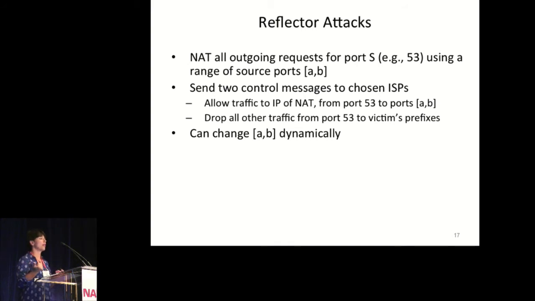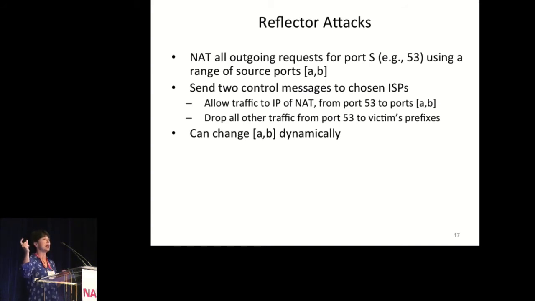We have a solution for reflector attacks that we believe would be able to surgically remove the attack traffic. Reflector attacks are mostly unhandled today. What we propose is that the victim could NAT all outgoing traffic to the service that is misused in the attack. For example, if the attacker is making a lot of DNS requests, then port 53 traffic would be NATed at the victim, and the victim would choose a range of source ports that is secret, known only to the victim.